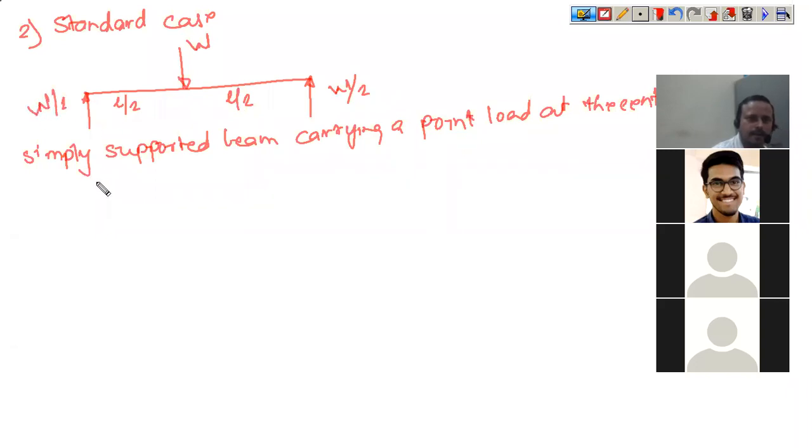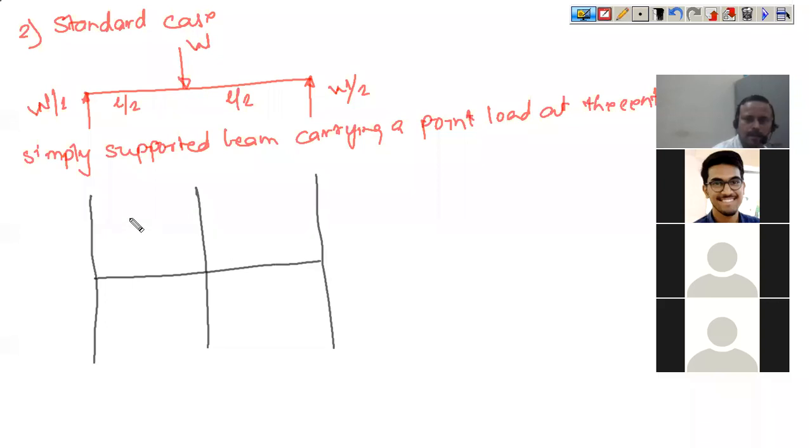If you draw the shear force diagram of this beam, it is something like this.